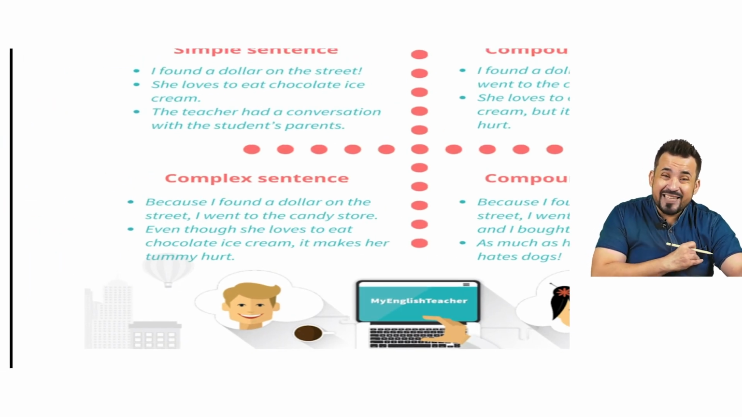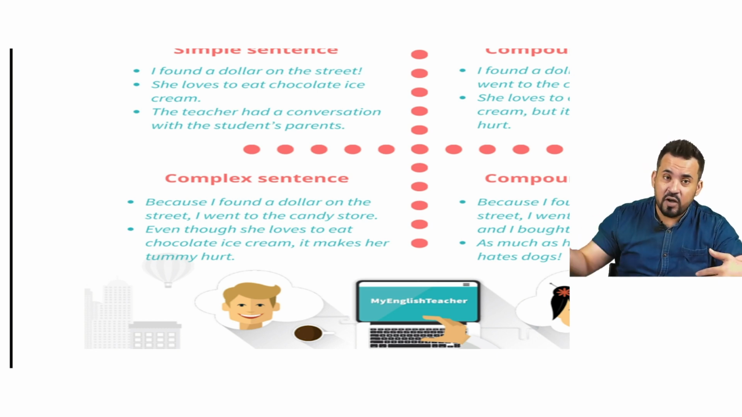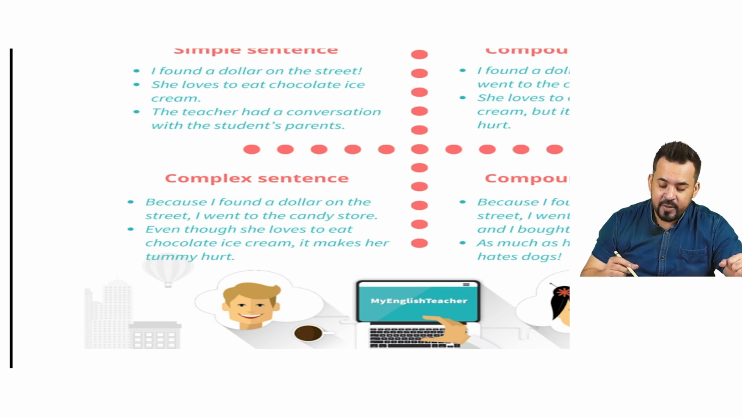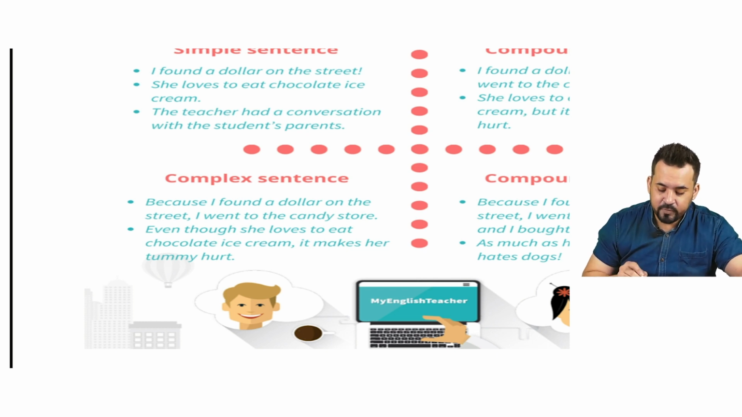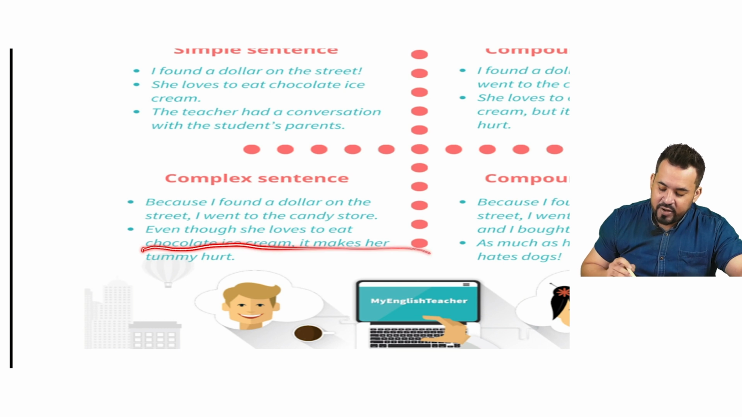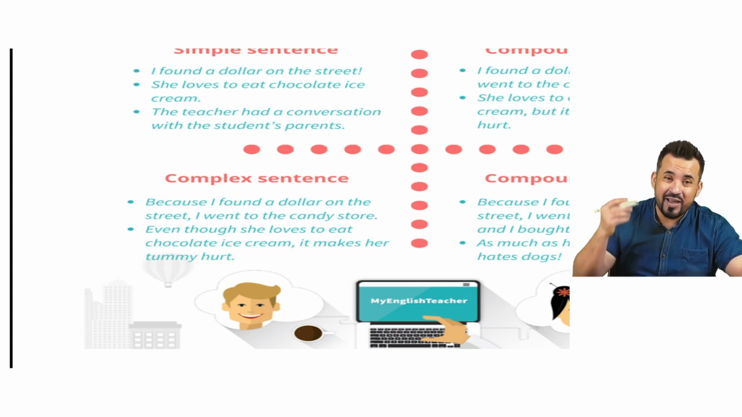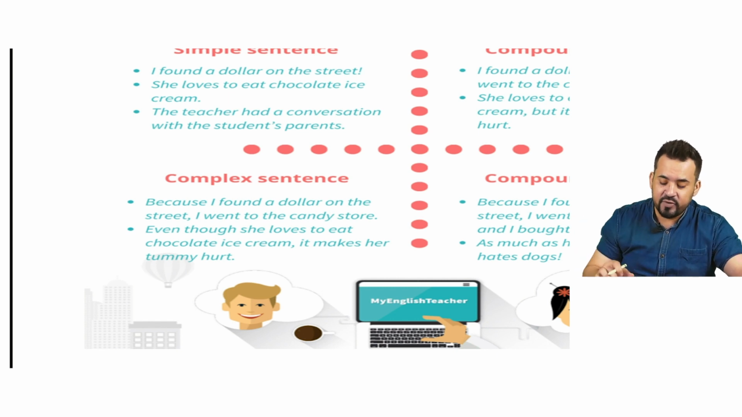All right, now let's take a look at a complex sentence. So a complex sentence is an independent clause and a dependent clause, right? So, because I found $1 on the street, I went to the candy store. So that was the result. Going to the candy store was the result of me finding $1 on the street. Even though she loves to eat chocolate ice cream, it makes her tummy hurt. So even though she likes the chocolate ice cream, her tummy hurts.